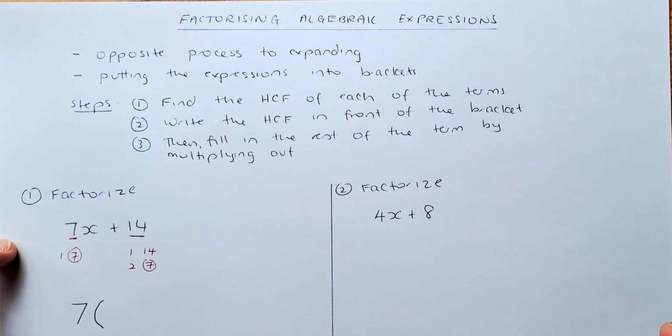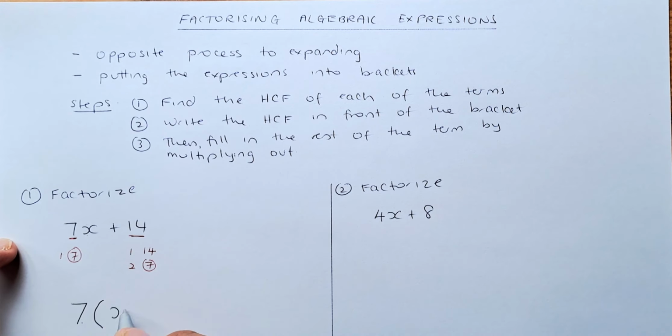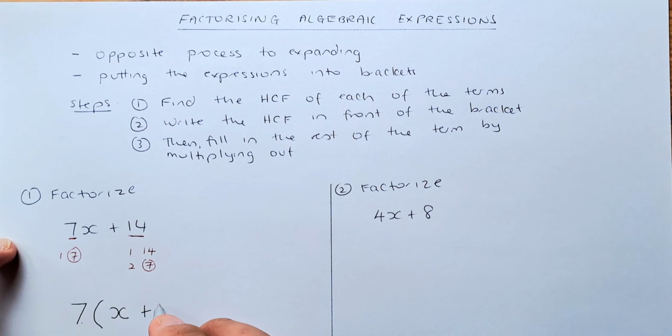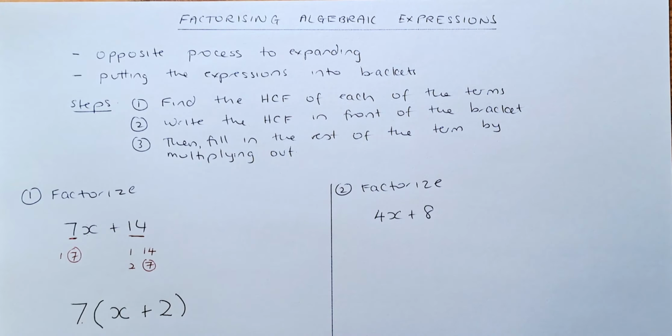Okay? Once you put the bracket, you need to multiply the number to get 7x, or the reverse, you take 7x divided by 7. So what's left is x plus, and then 14 divided by 7 is going to be 2. And then when you expand them out, 7 times x is 7x, 7 times 2 is going to be 14, and that's how you factorize.